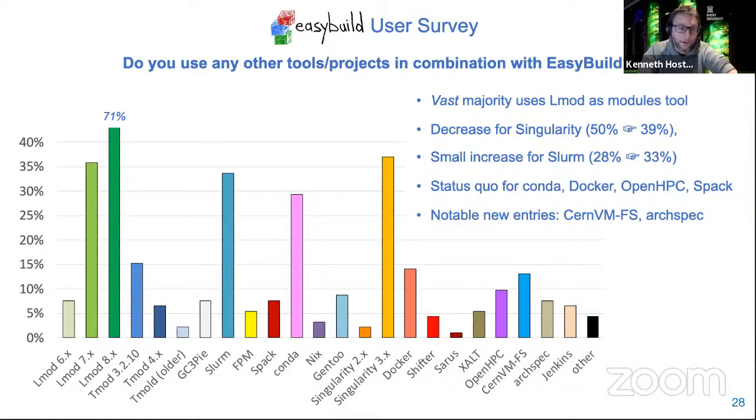And new here is CERN VMFS. So about 12-13% are using EasyBuild in combination with CERN VMFS. Again, that's probably people in the EESSI project or Compute Canada, but maybe also other sites. Like I know CSCS is using CVMFS as well. And the Archspec tool, which EasyBuild can leverage to detect what kind of CPUs you are running on, is a small but very useful library as well.